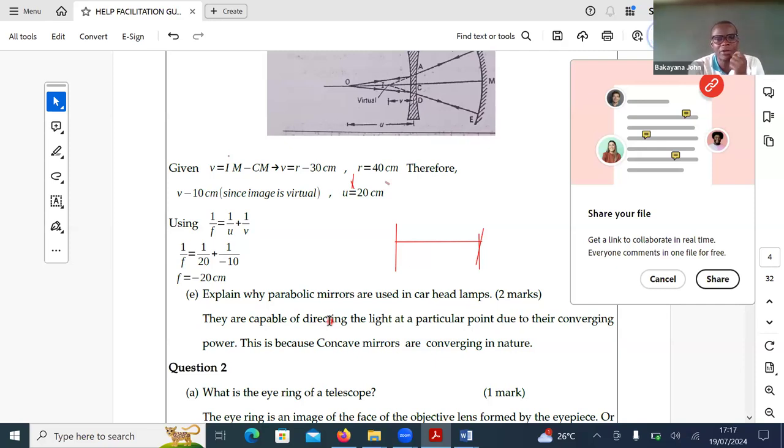This is because concave mirrors are converging in nature. So parabolic mirrors by extension fall under concave mirrors, only that in their design, they are more curved than concave mirrors. But they both have capacity to concentrate light, or when light is placed at the principal focus, they can easily do what? So they can easily reflect this light to form a very wide and bright beam of light. Is that okay?